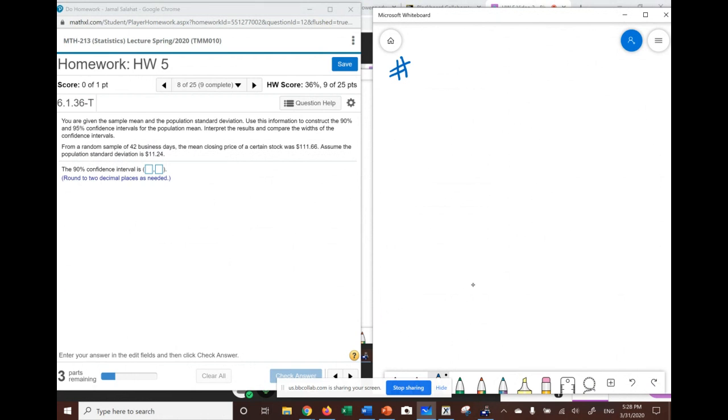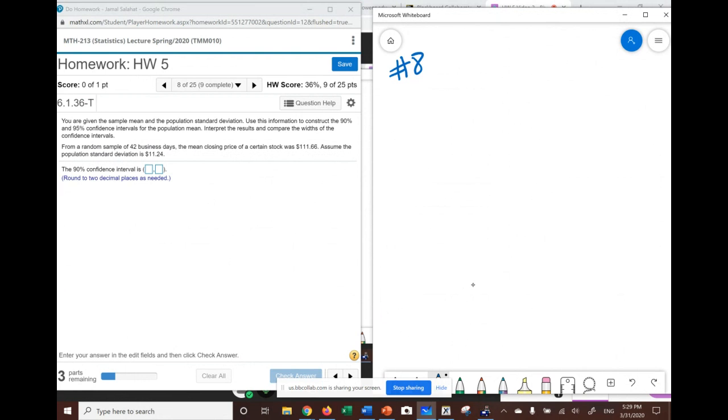In number 8, the problem says you are given the sample mean and population standard deviation, and let's focus on the words population standard deviation. In other words, you are given sigma. Use this information to construct 90% and 95% confidence intervals for the population mean. Then they ask us to give an interpretation of your answer.